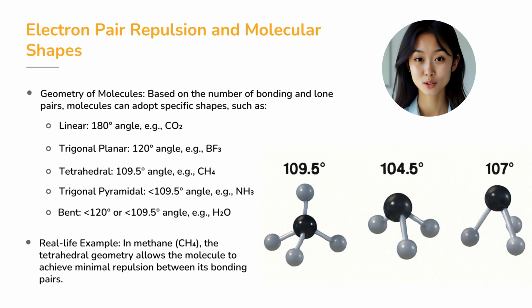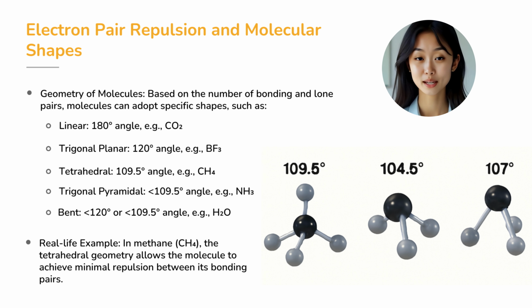Let's take a closer look at how these electron pairs shape molecules. For example, when we look at methane, spelled CH4, the carbon atom has 4 bonding pairs of electrons. These electron pairs push each other as far apart as possible, forming a tetrahedral geometry.